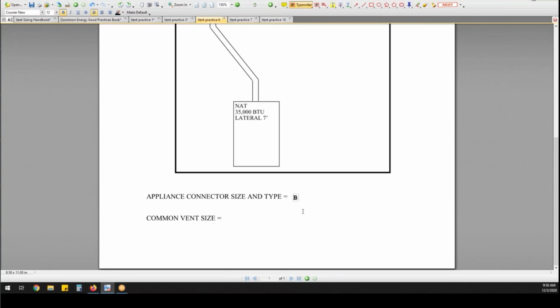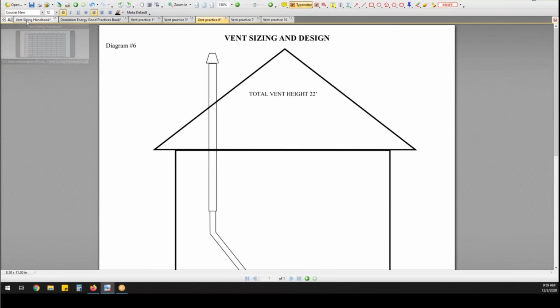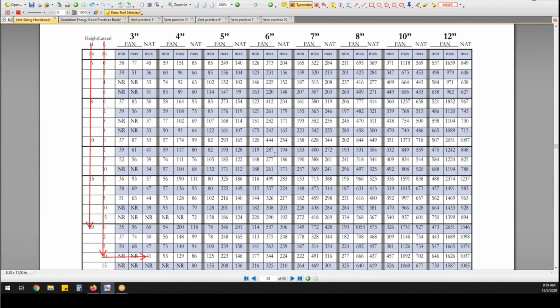So appliance connector size and type: I could do it in B vent, or single wall, 3-inch. Okay, and my common vent size could be 3-inch. It's super, super uncommon, guys. I'll just let you know right now, in the world of HVAC, to ever run a 3-inch main stack. You rarely see it. Usually what you'll see is a 4-inch.